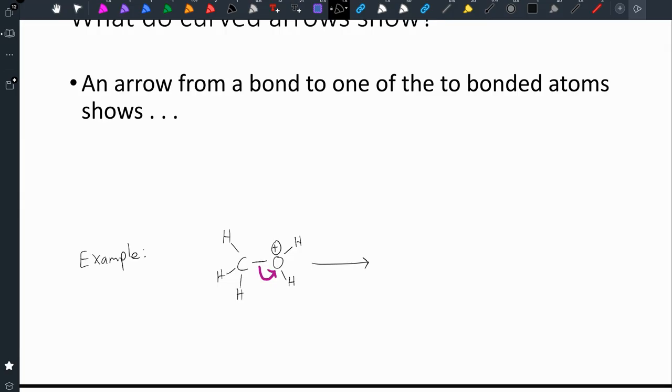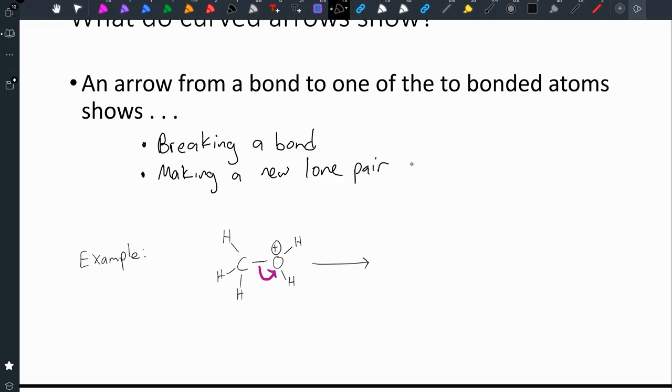We can show an arrow from a bond to one of the two atoms. That shows we're breaking a bond. And we're making a new lone pair on the atom where the arrow ends.